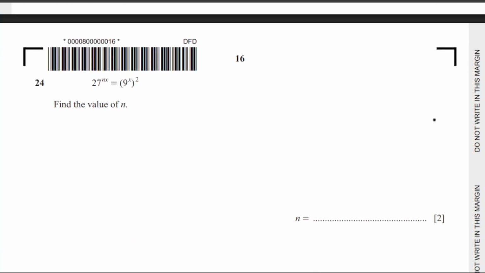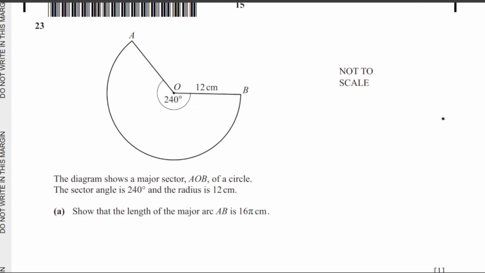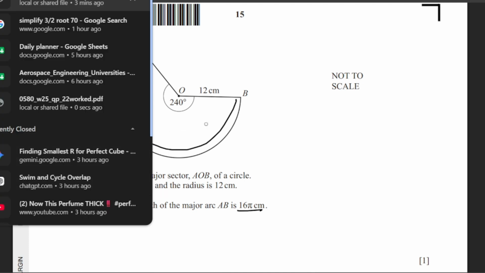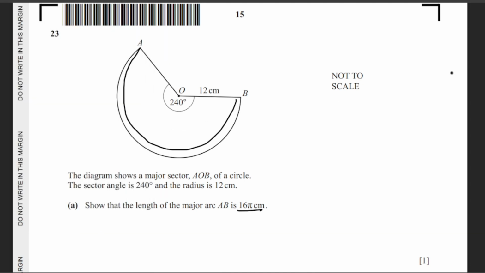Last two questions, I believe. Yup. All right. Question number 23. The diagram shows a major sector AOB of a circle. The sector angle is 240 degrees and the radius is 12 centimeters. Show that the length of the major arc AB is 16 pi. I have already marked it out.